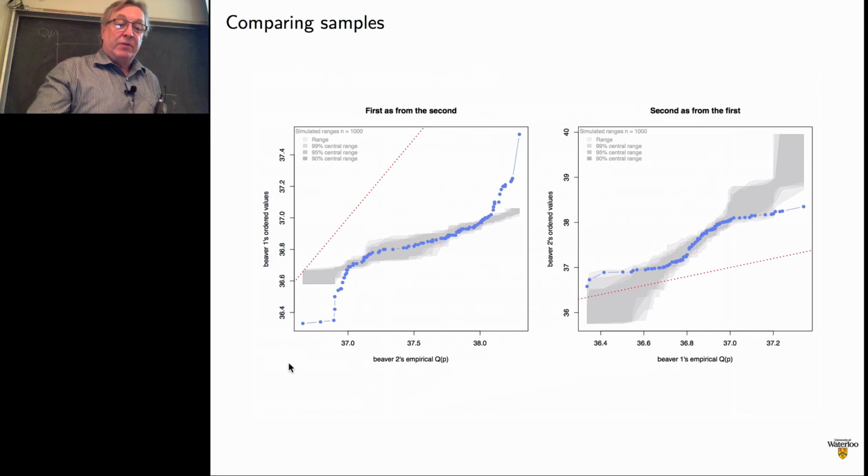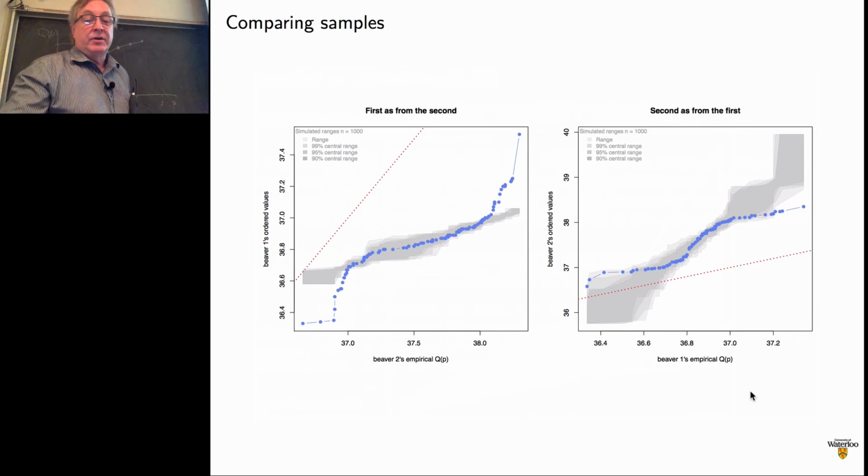So if it's come from Beaver 2, when we generate 1,000 of these samples from Beaver 2, we get envelopes that look like this gray region here. And it's pretty clear that Beaver 1's temperatures are far outside of that region. It does not look like the body temperatures for Beaver 1 are generated by the distribution given by the body temperatures of Beaver 2. Okay? So that's pretty strong evidence against that hypothesis.